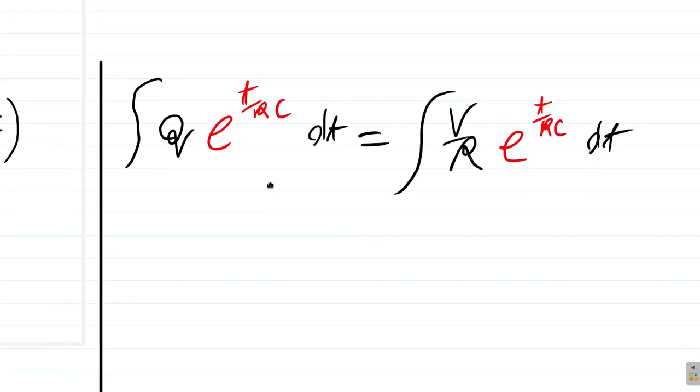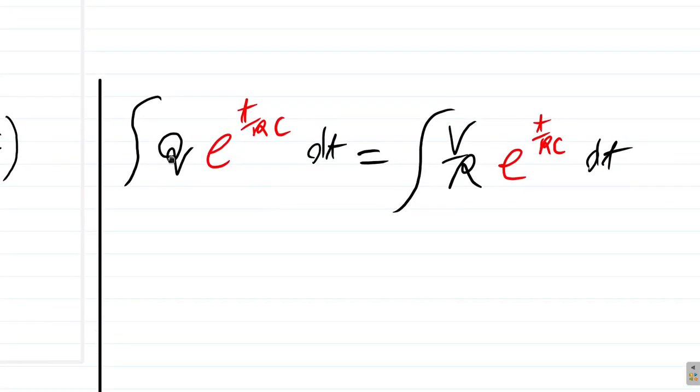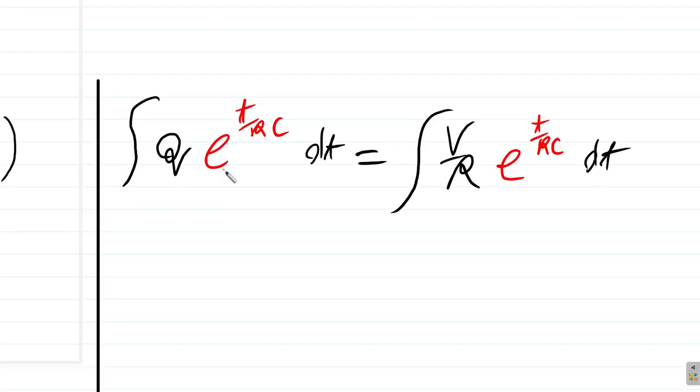Well, q is a function. It's a function, it's a charge. It's two functions here that we are integrating. Two functions of t, q and e to the t over rc. That's why we got that product rule earlier. But here, v over r is a constant. Alright?